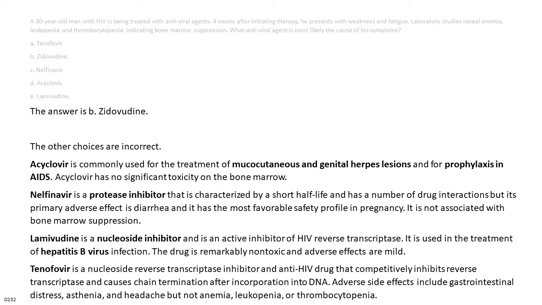Lamivudine is a nucleoside inhibitor and is an active inhibitor of HIV reverse transcriptase. It is used in the treatment of hepatitis B virus infection. The drug is remarkably non-toxic and adverse effects are mild.